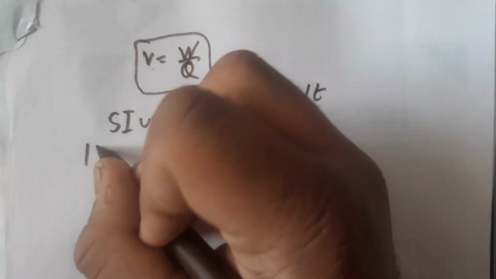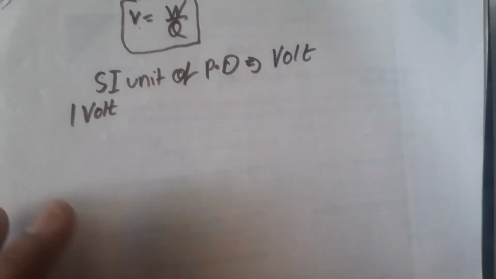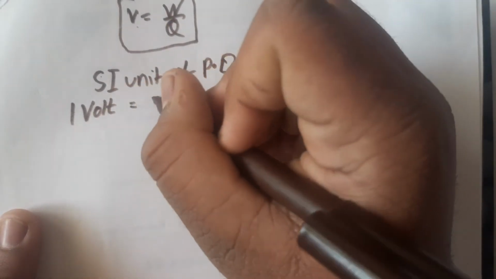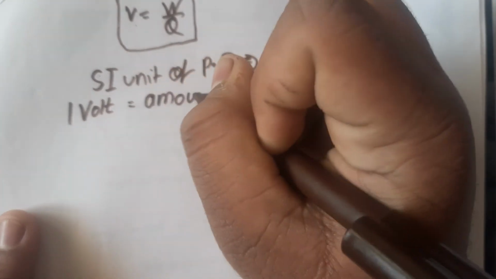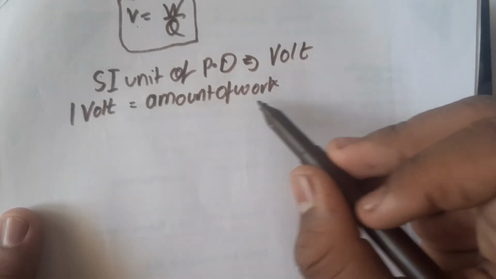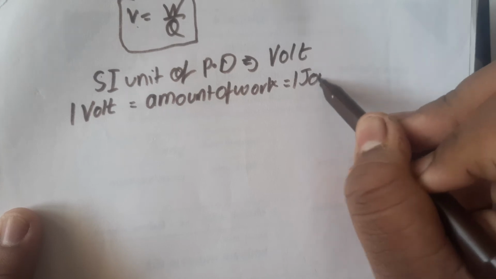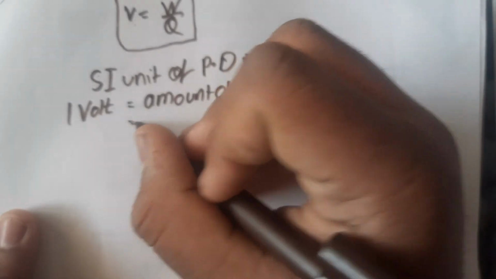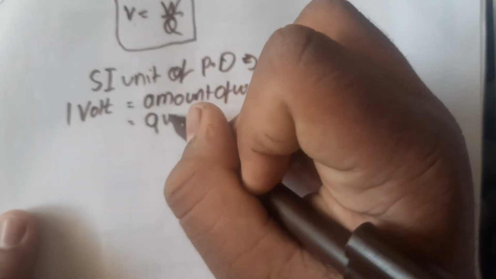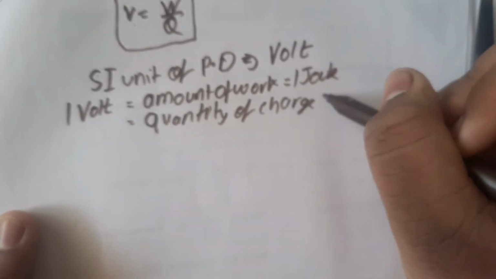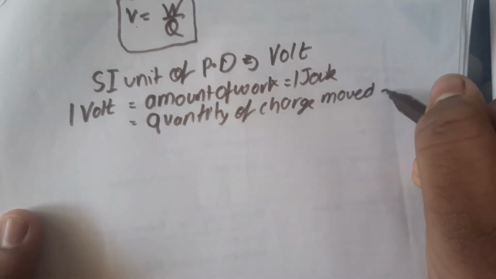And what is 1 volt? Now this is the representation of 1 volt in the form of this formula. So 1 volt is the amount of work done. Now here, what is the amount of work done? So 1 joule. Now what is joule? The joule is the SI unit of work done. And Q, the charge moved, or the quantity of charge moved, is 1 coulomb.